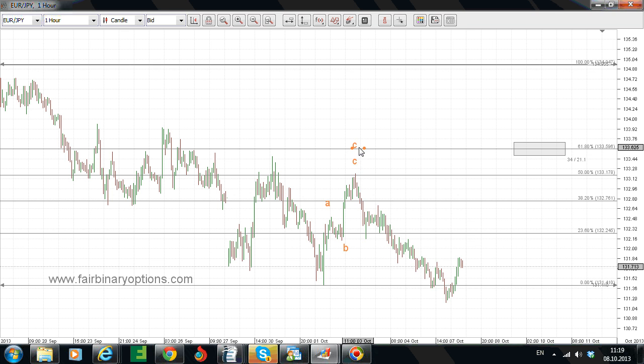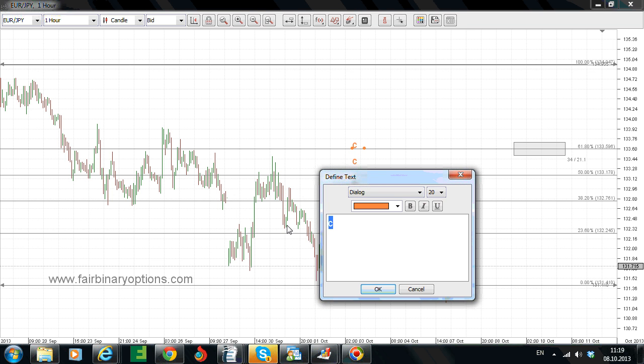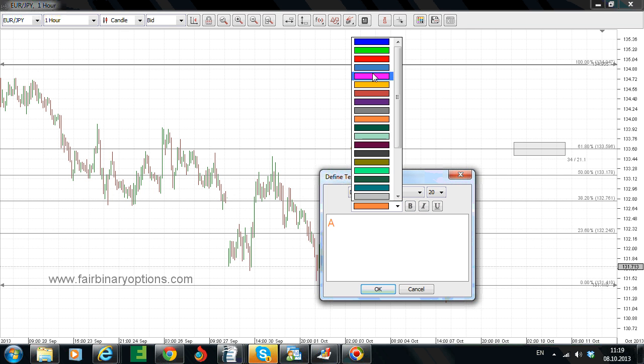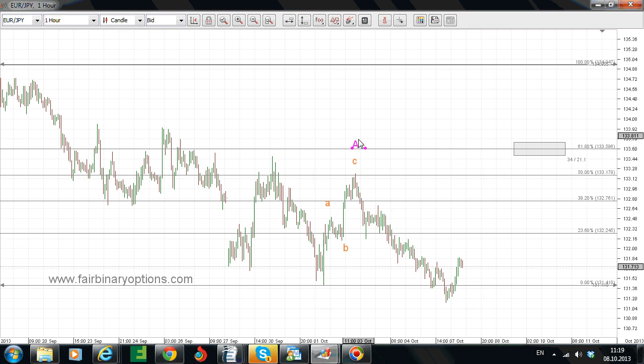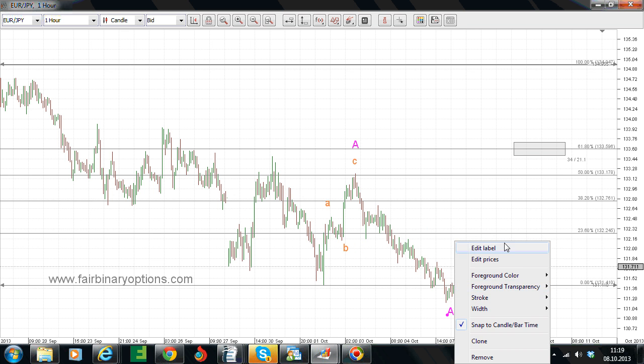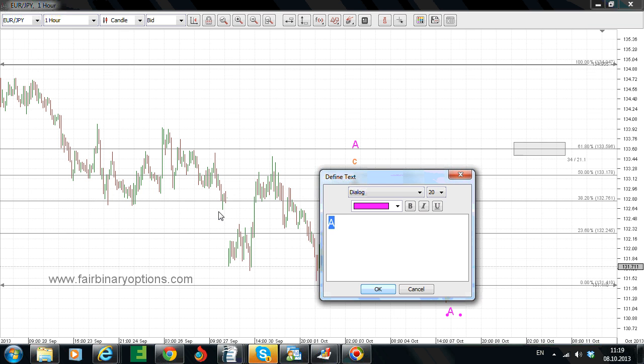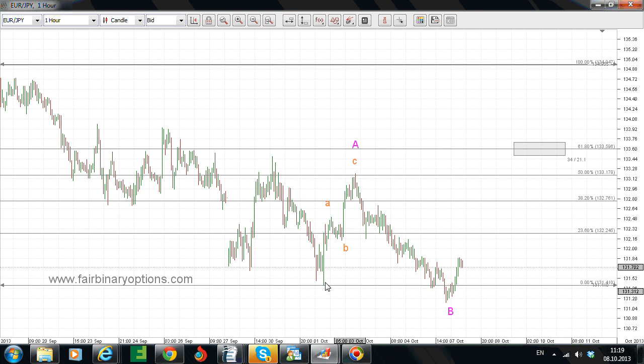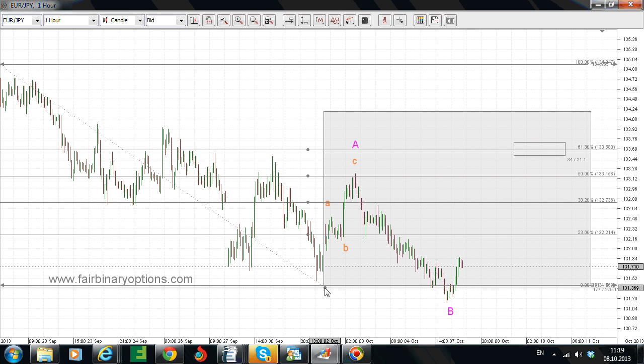So let's say A, and let's change the color so that we know that this is of a bigger degree. So wave A, and now we are looking for this B wave here, and this B wave ended all the way to the downside here. This is being called an irregular flat, and the whole structure and the whole correction started from this very moment, and I will try to take a shape here to mark the moment.